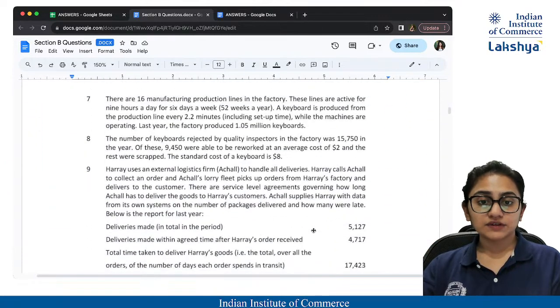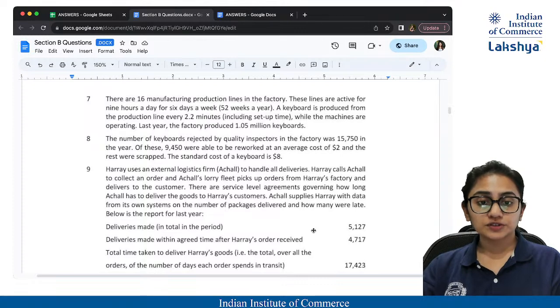There are 16 manufacturing production lines in the factory. These lines are active for 9 hours a day, 6 days a week, 52 weeks a year. A keyboard is produced from the production line every 2.2 minutes, including setup time while the machines are operating.